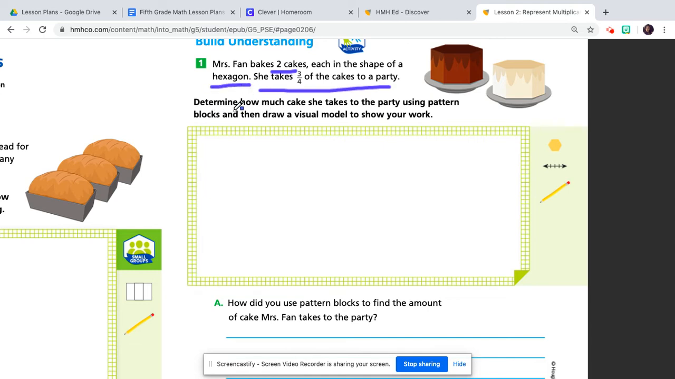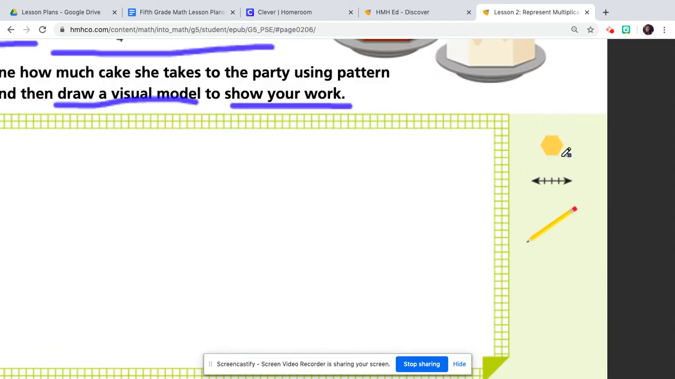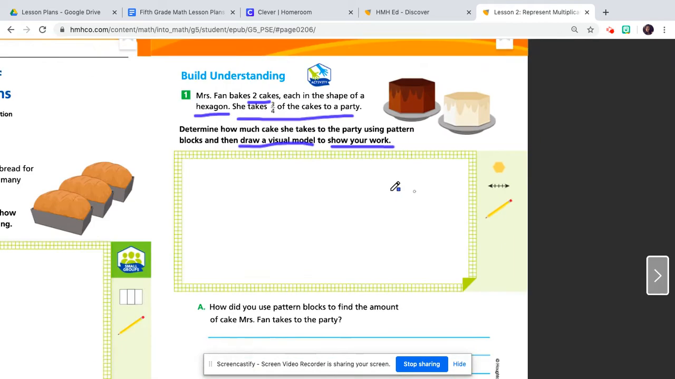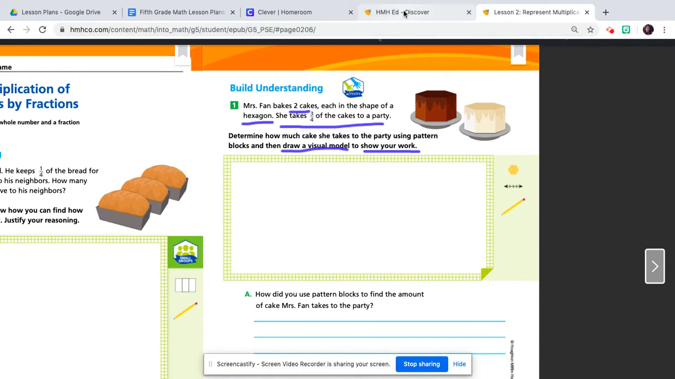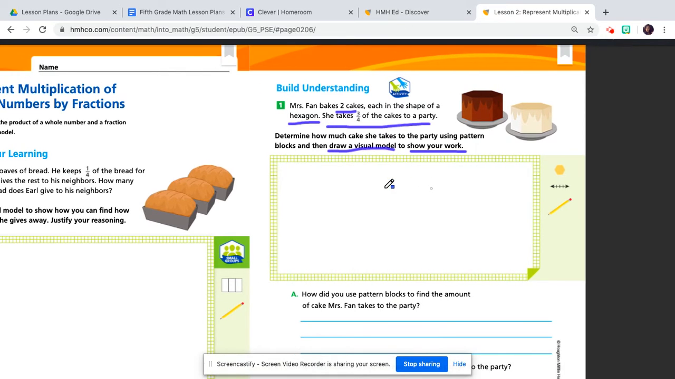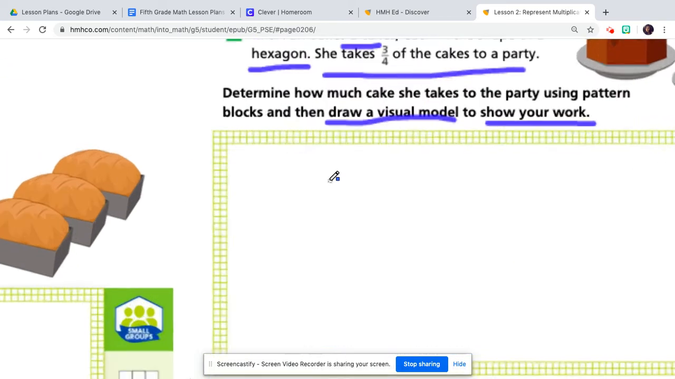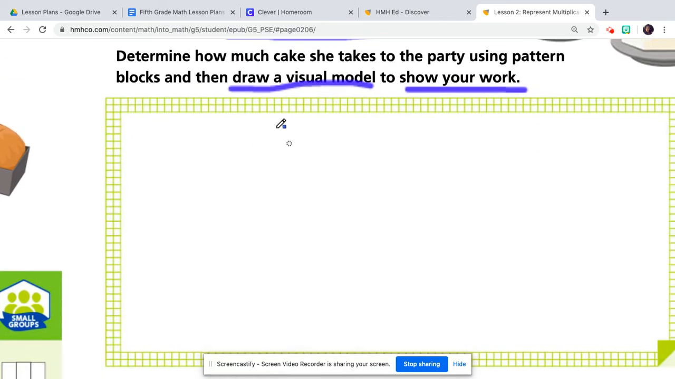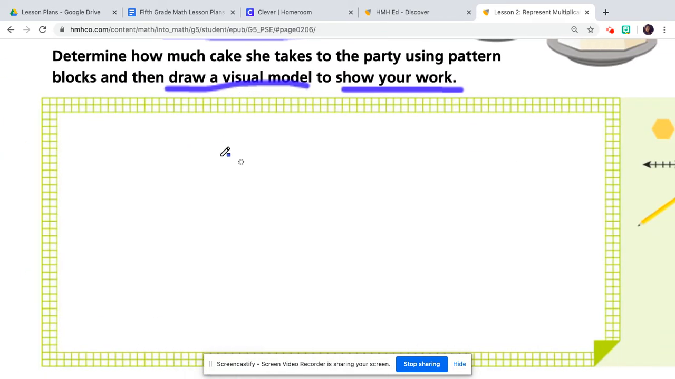Okay, so determine how much cake she takes to the party using pattern blocks and then draw a visual model. So it wants me to draw to show my work. Pattern blocks, if we were in class, would be these shapes that we have. Unfortunately, I don't have that tool to share with you guys even online on Ed. They don't offer that tool. But we know how to draw hexagons and squares and things like that. So that's okay. The first thing I'm going to do is go ahead and do what they asked me to do, draw and show my visual model.